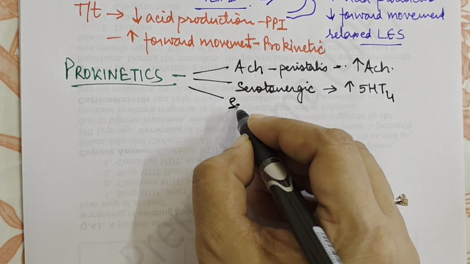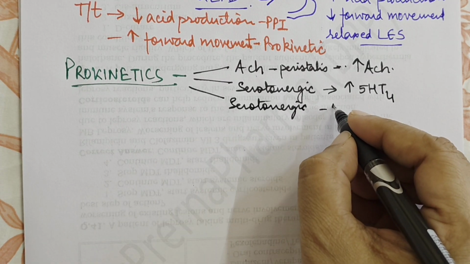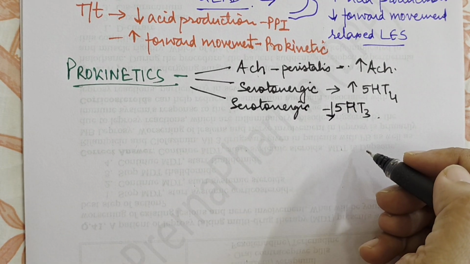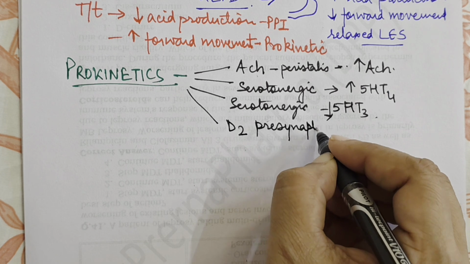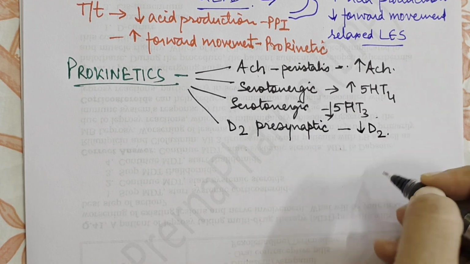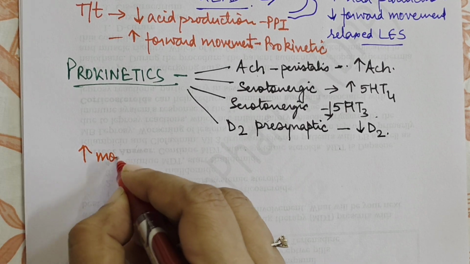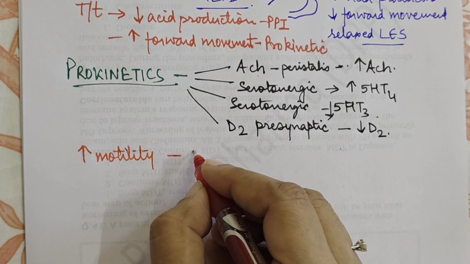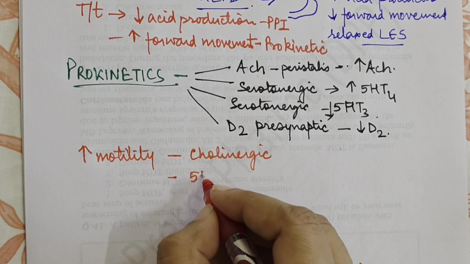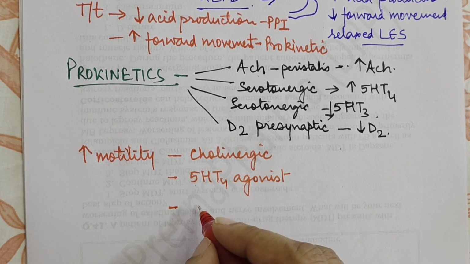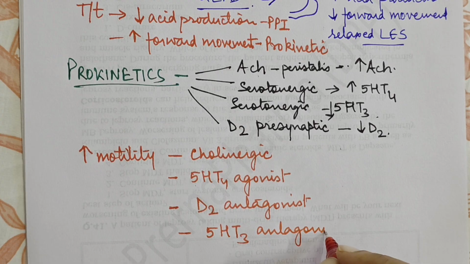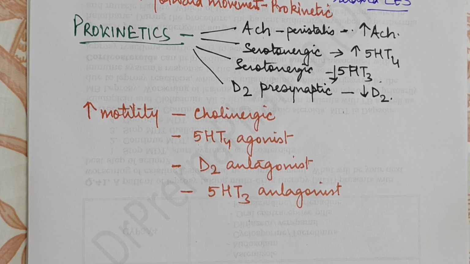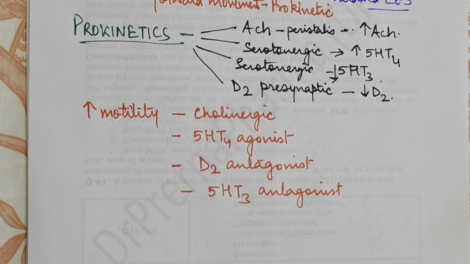Then 5-HT3 is inhibitory, so we have to use drugs which will block 5-HT3. Okay. Then there is another, D2 from presynaptic receptors. It also reduces the motility, so we have to use drugs which will also inhibit D2. So what does this mean? To increase motility we give cholinergics, we give 5-HT4 agonists, then we give D2 antagonists and we give 5-HT3 antagonists. So these are the various drug targets by which prokinesis can be achieved.